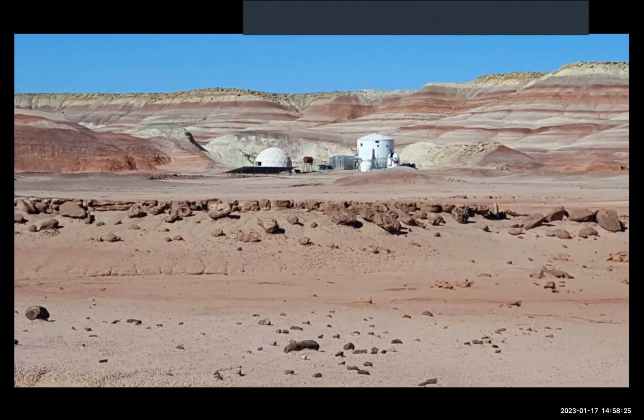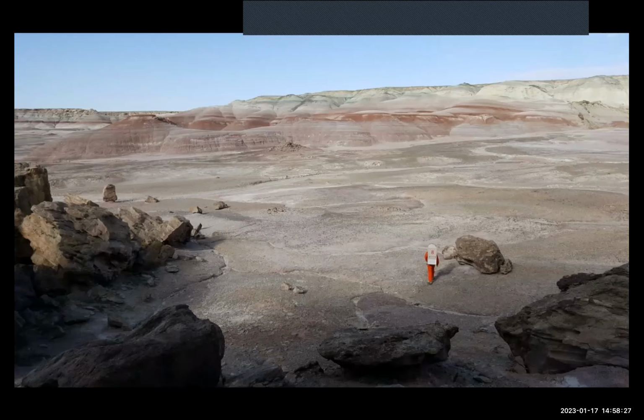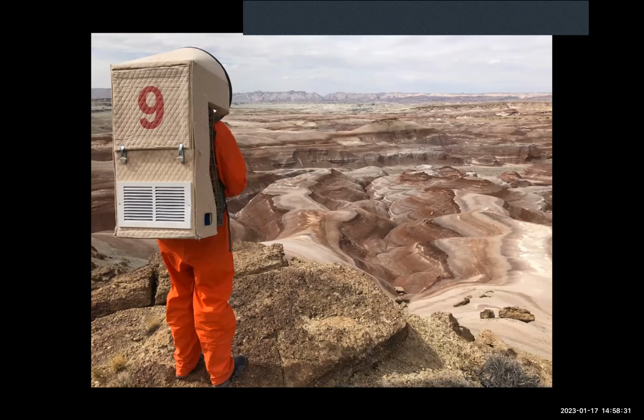If you go outside, you're acting as if you're on Mars. You have to suit up. The geology is very Mars-like. It's incredible, and so you're really working on those crew dynamics as well as living in isolation and confinement. There's also lunar analogs out there. There's one in Poland called Lunaris.